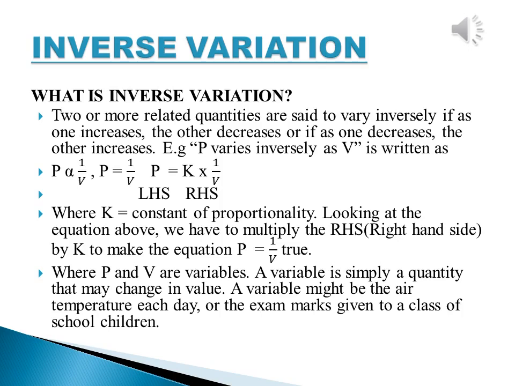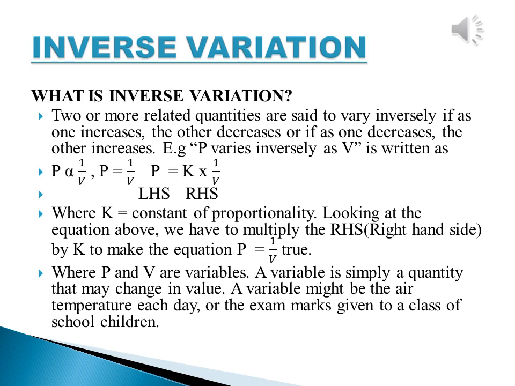We will be looking at inverse variation. What is inverse variation? Two or more related quantities are said to vary inversely if as one increases, the other decreases, or if as one decreases, the other increases. E.g., if P varies inversely as V, it is written as P is equal to 1 over V.